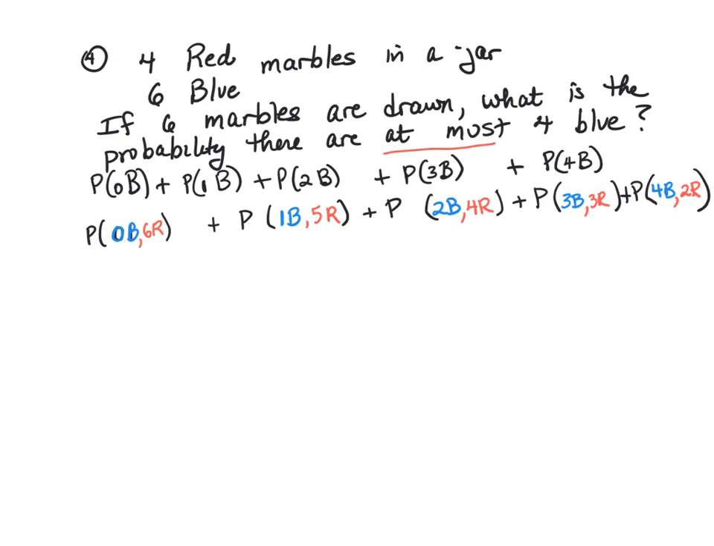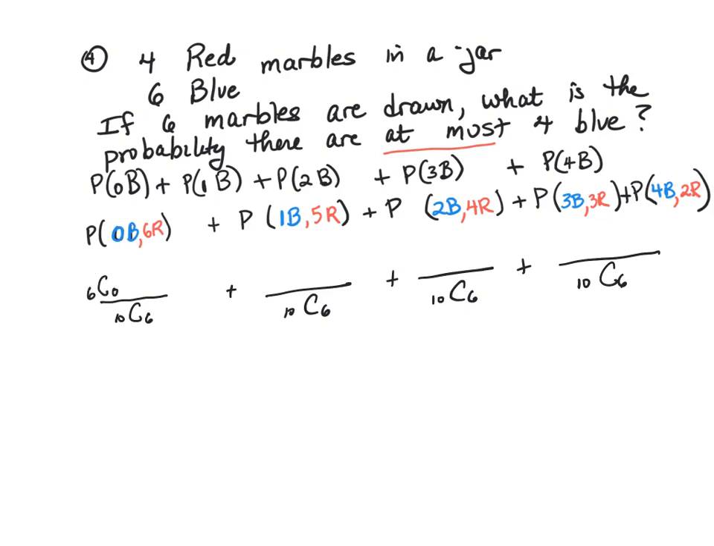Because we're selecting 6 marbles from 10, each of these denominators would be 10C6. These are the total number of ways to select 6 marbles from 10. But to select 0 blue marbles from the 6, that would be 6C0. Actually, I'm going to put this in blue.